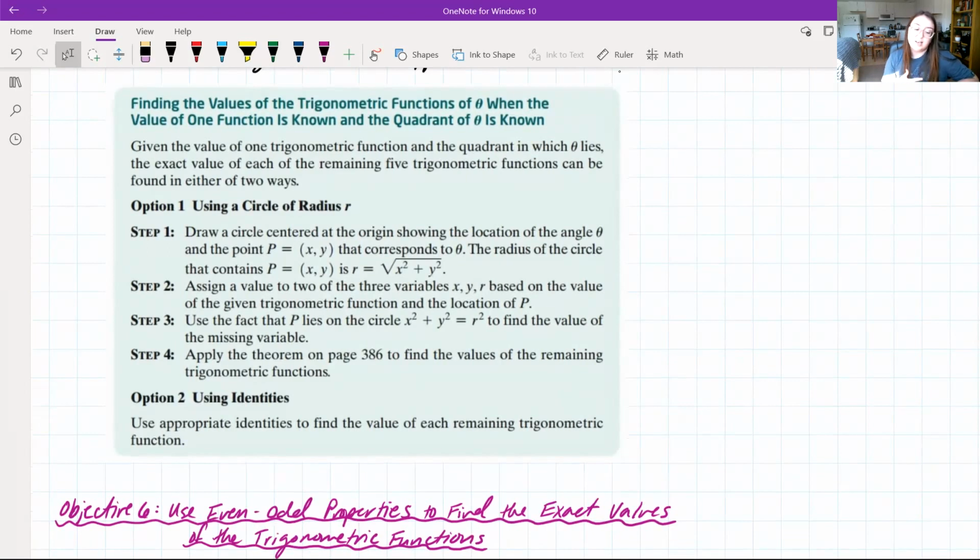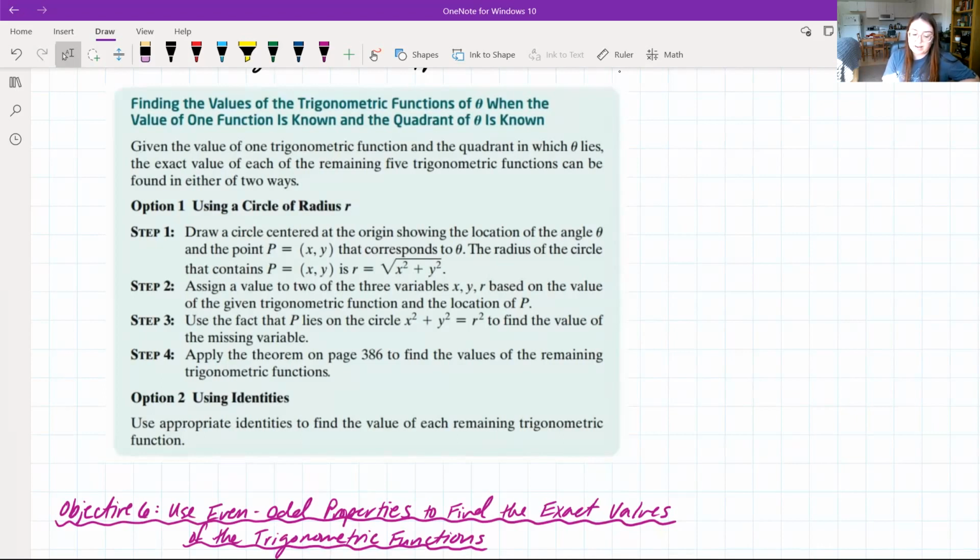For step 1, you draw a circle centered at the origin showing the location of angle theta and the point P that corresponds to theta. This was already done in our problem. The radius of the circle that contains P is r equals the square root of x squared plus y squared. Then you want to assign a value to 2 of the 3 variables x, y, and r based on the value of the given trigonometric function in the location of P.